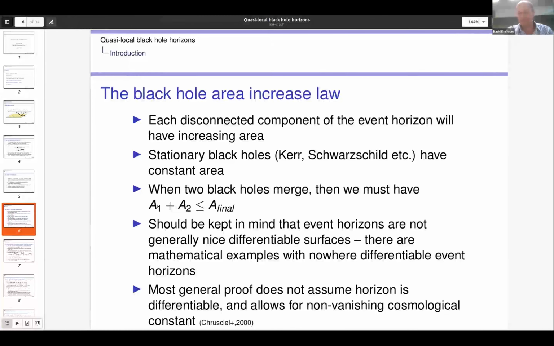The same thing happens, in fact, also when black holes merge. So these are not generally nice differentiable surfaces everywhere, and there are sort of crazy examples in which you have nowhere differentiable event horizons. But anyway, the proof has been generalized for all of these cases, and what I mentioned in the very first lecture, that extensions of that also work. And so you can assume that for event horizons, it's quite settled mathematically that the area does increase in very, very general settings.